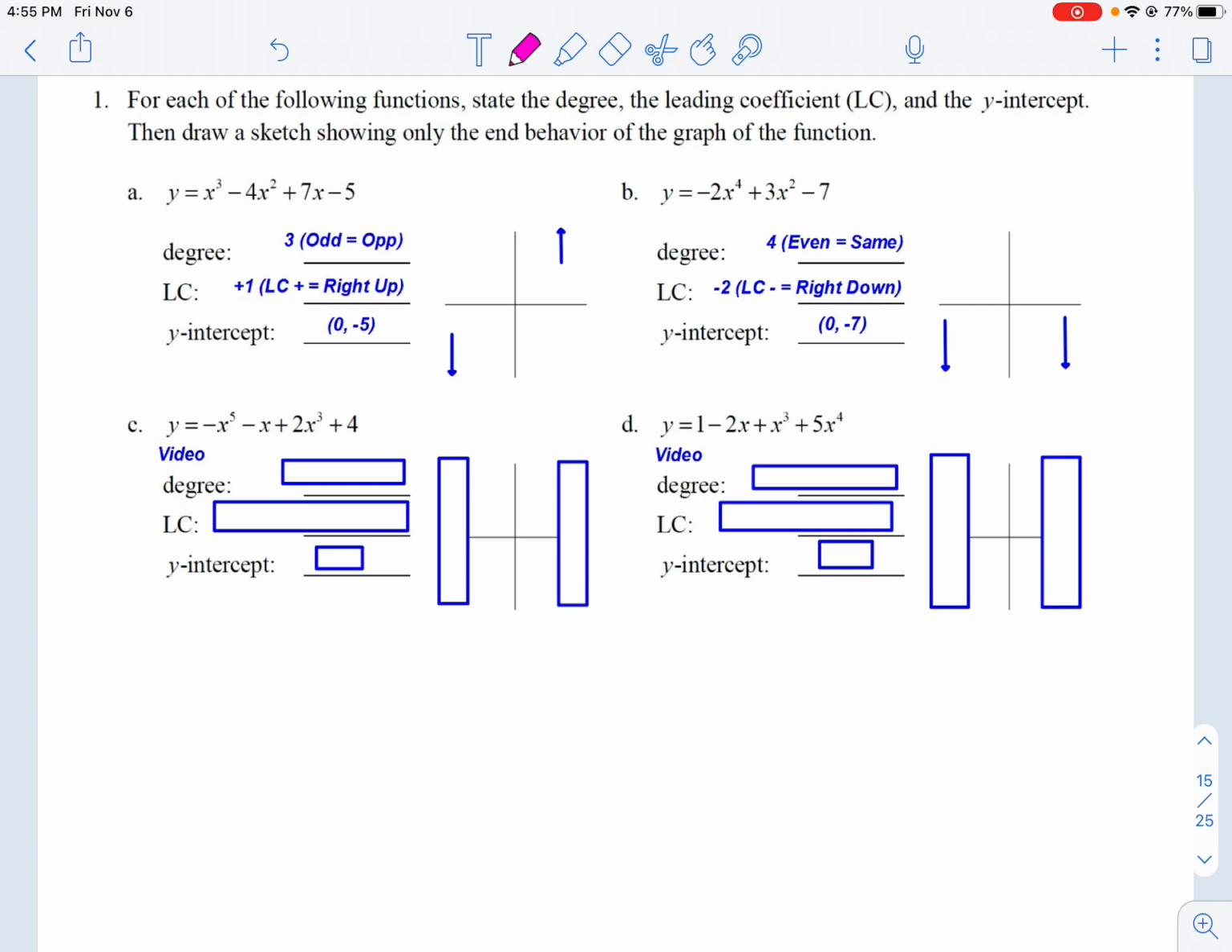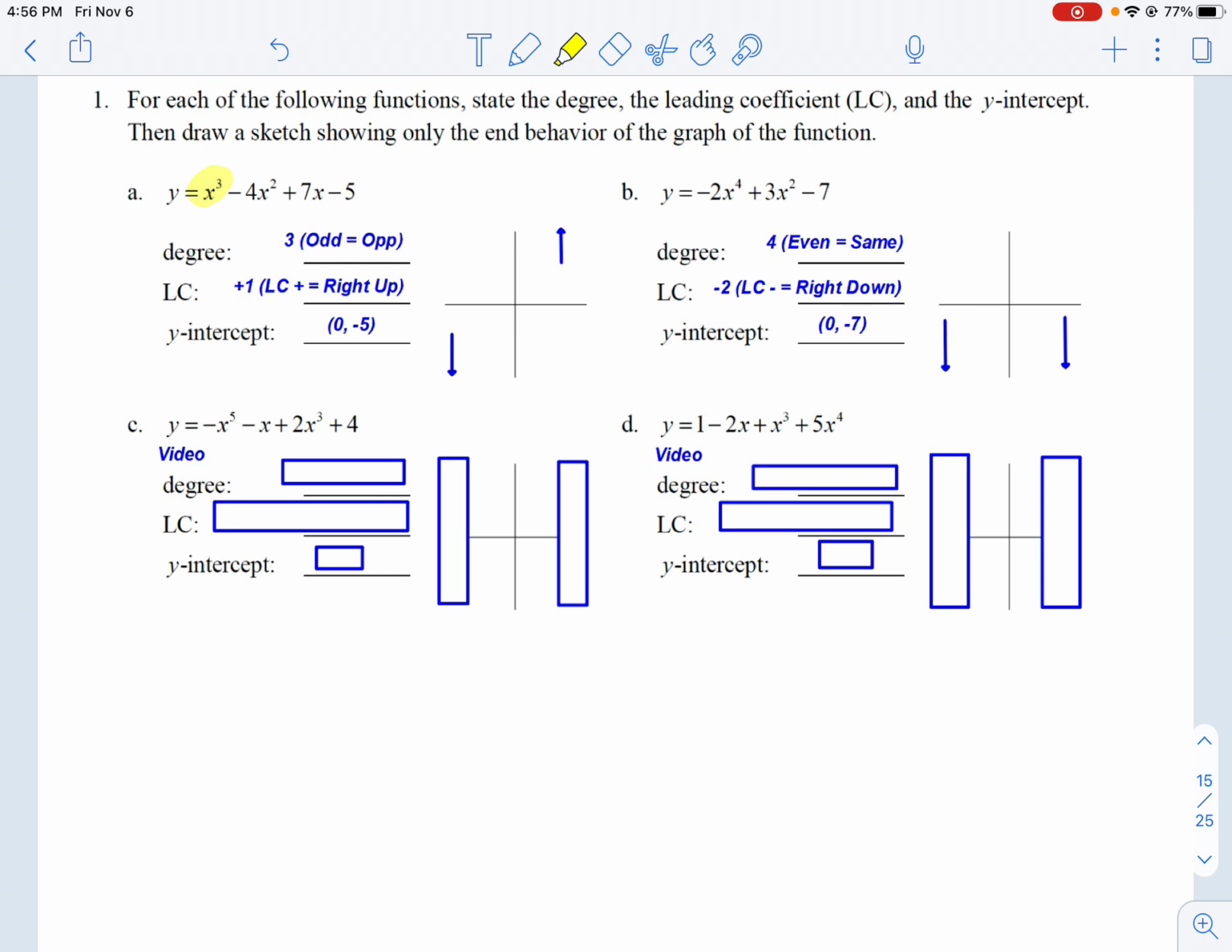Earlier, we tried to determine if it's a polynomial function or not. In this case, these are all polynomials, so we don't have to worry about that. We have to worry, though, about the degree, the leading coefficient, and the y-intercept. Let's start with the degree of the polynomial. The degree of the polynomial is the largest exponent. So let us find the largest exponent first.